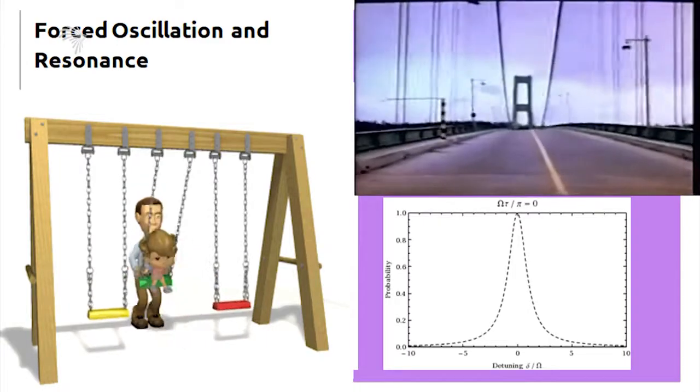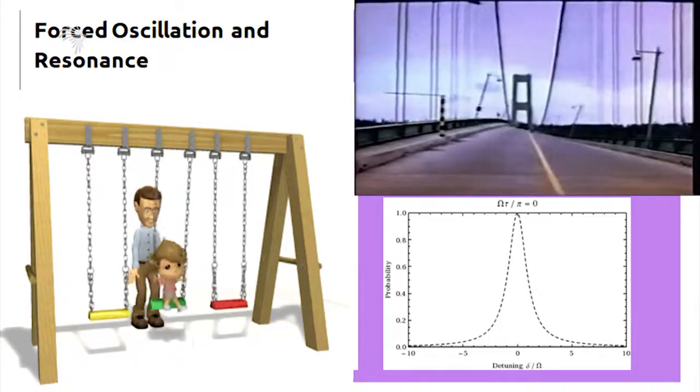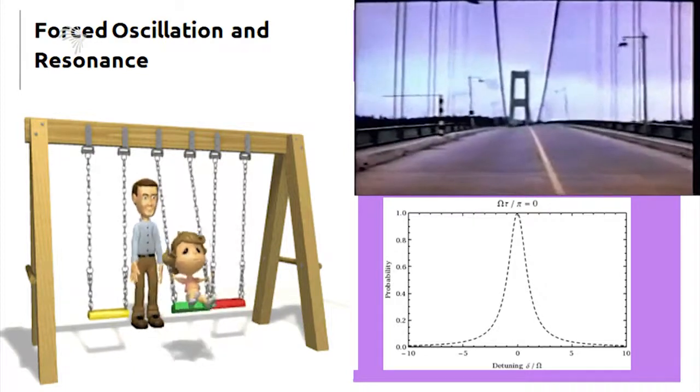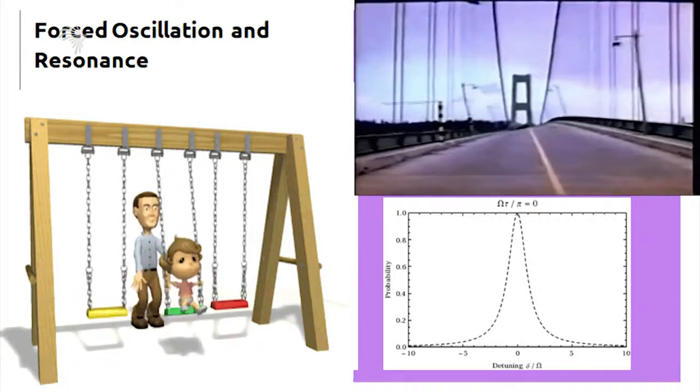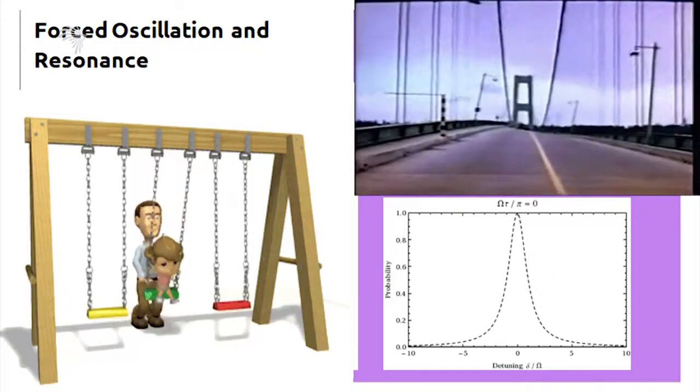Forced oscillation and resonance. Consider an oscillating system that, when left to itself, oscillates at a frequency of f0. We call this frequency the natural frequency of the oscillator.